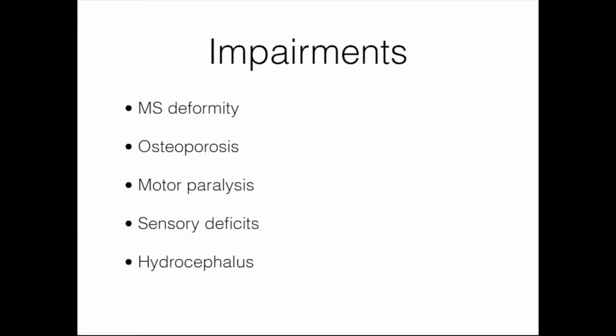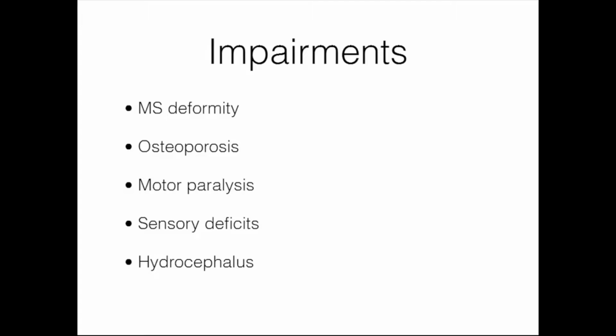So there are a number of impairments that are commonly associated with myelodysplasia. This is a very, very complex disorder and is associated with many impairments. No two children are alike, and so they'll be different in all children, but there are a number of impairments that can be associated with myelodysplasia.